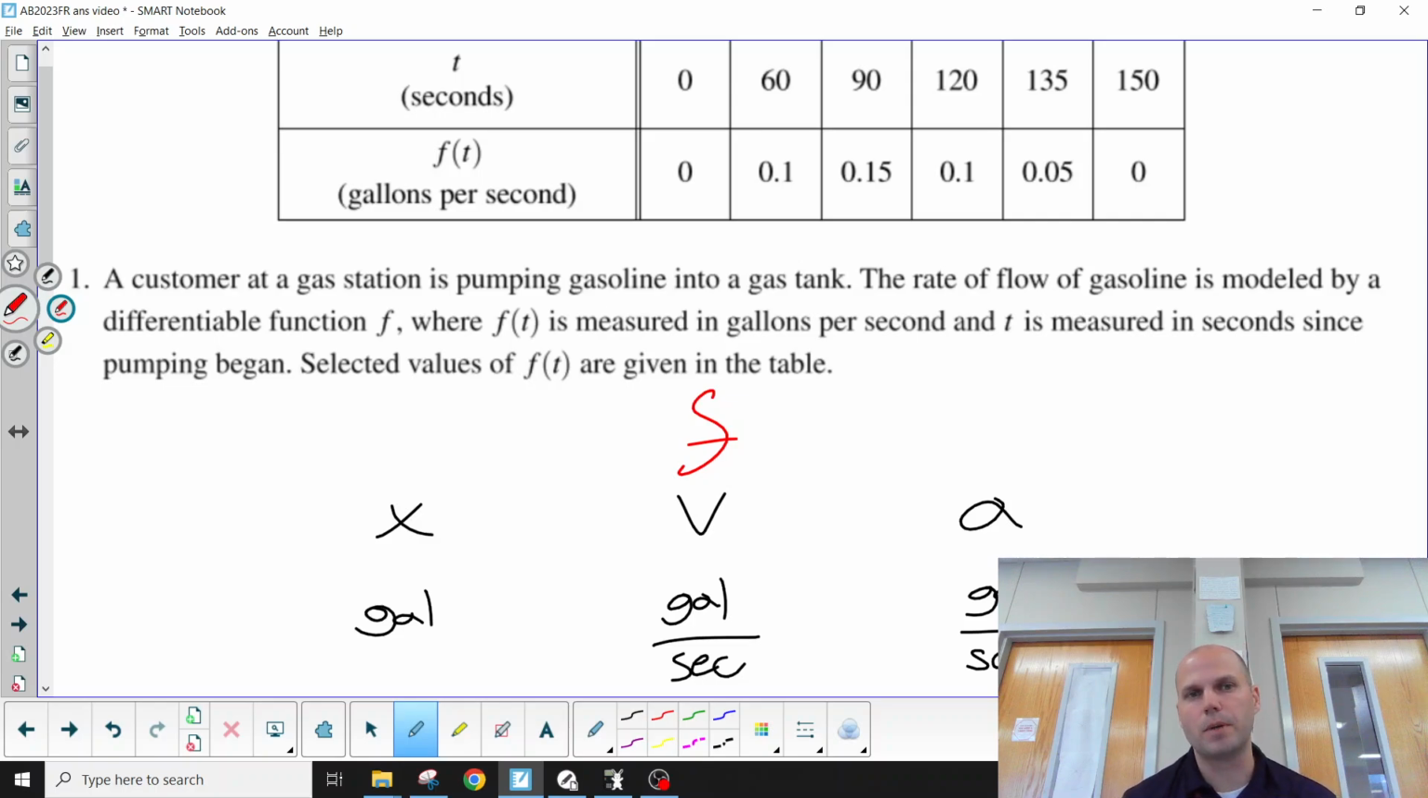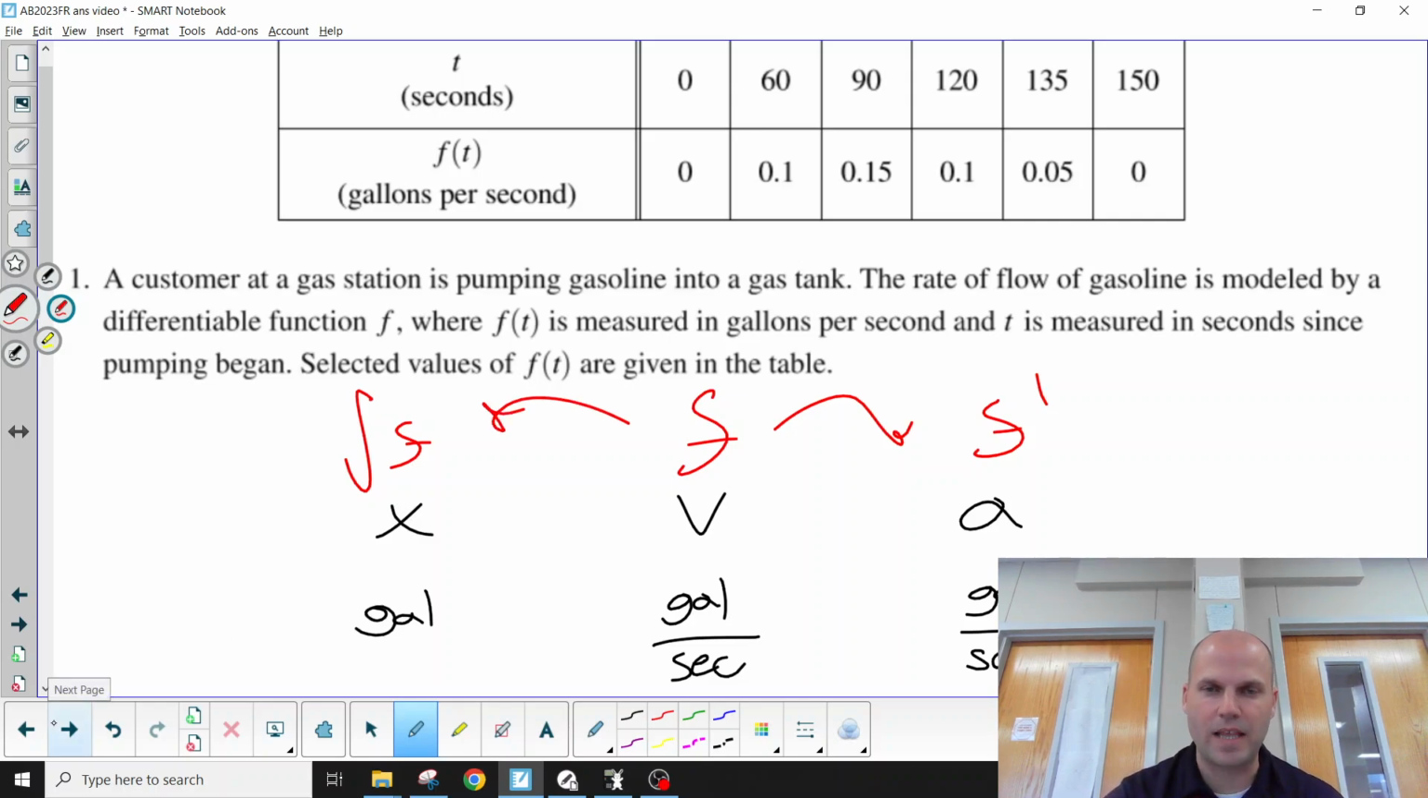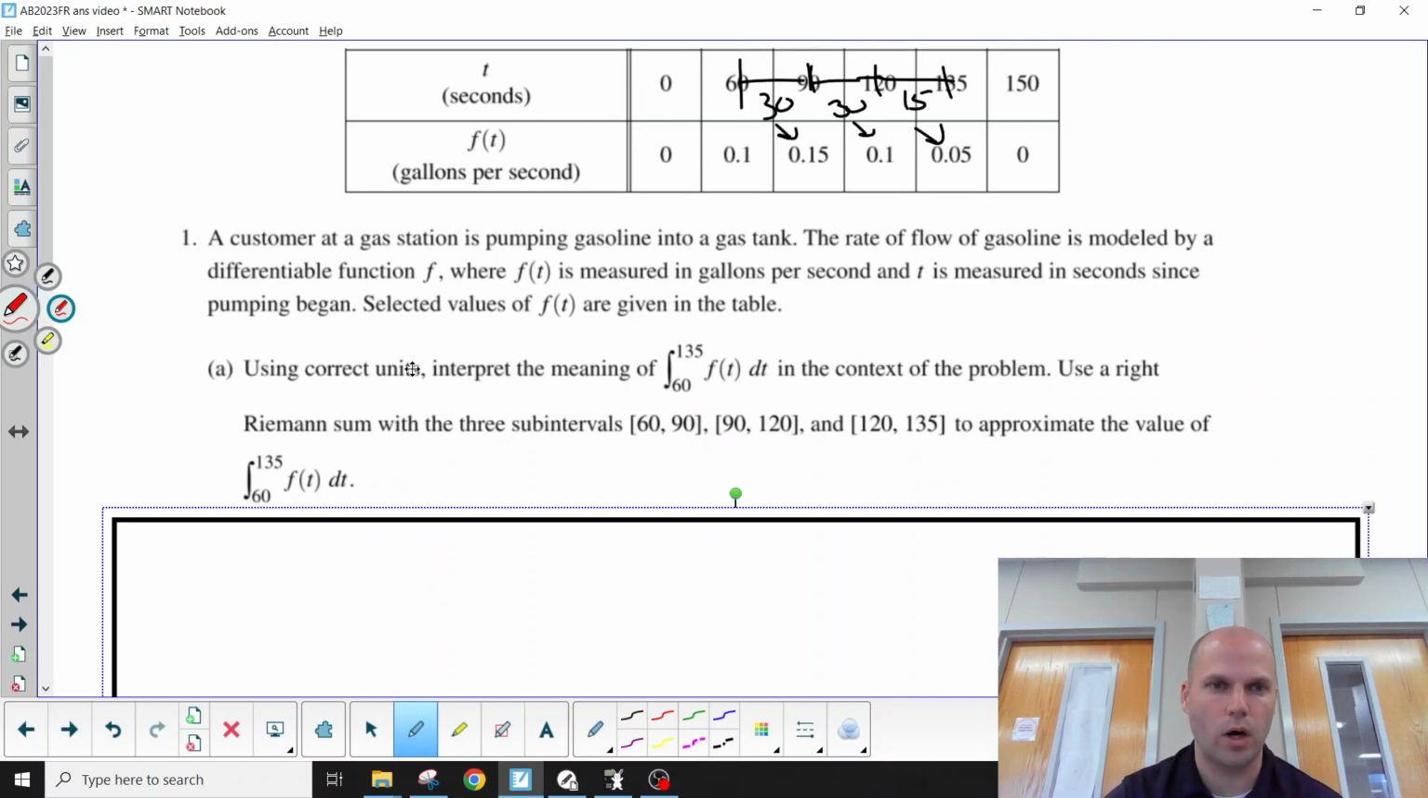This is kind of a curveball from the test, to have the function f be defined as a derivative. That means f prime is going to be an acceleration, in gallons per second squared. And the antiderivative, or the accumulation of f, if I go the other way, will be a position. Okay? So keeping that in mind, let's go through question number one.